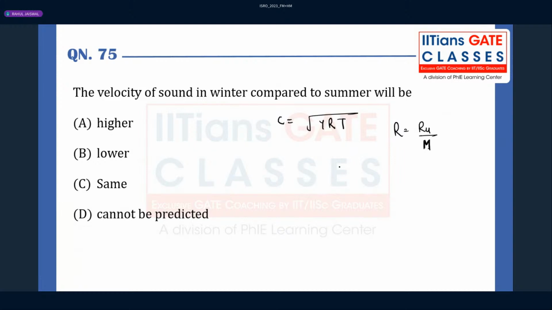Now, I guess you must be getting the answer. When T is higher, C will be higher. Summer temperatures are higher than winter temperatures, so obviously C in summer will be more than C of winter. So which answer is correct? Velocity of sound in winter will be lower as compared to summer. That is one question.